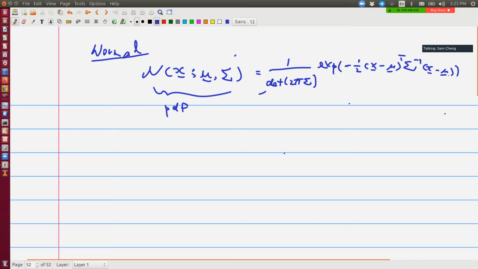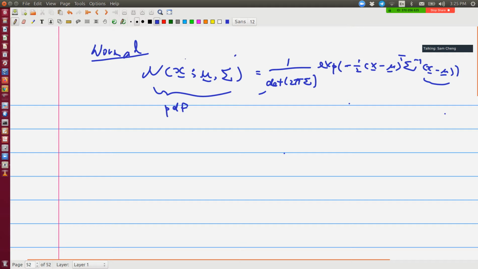And first of all, what is inside and outside here? This is the matrix, the inverse of the covariance matrix, multiplied by this vector, and this one is in the transposed form.